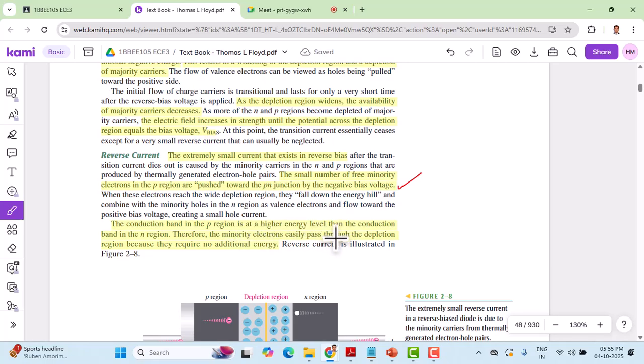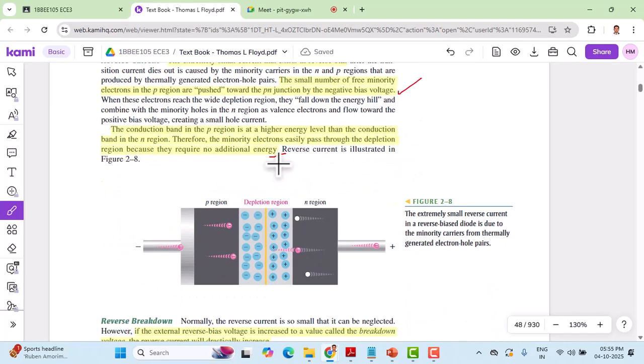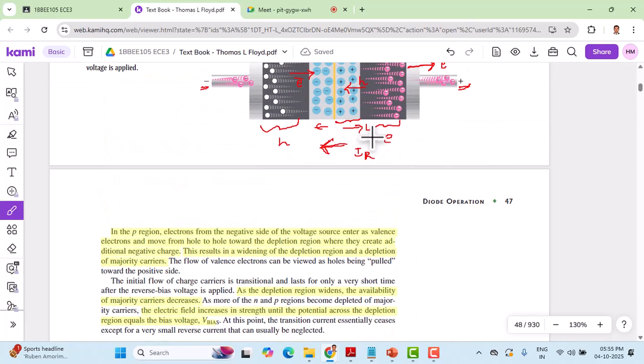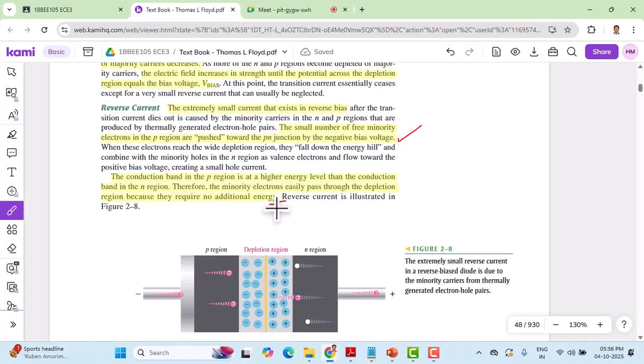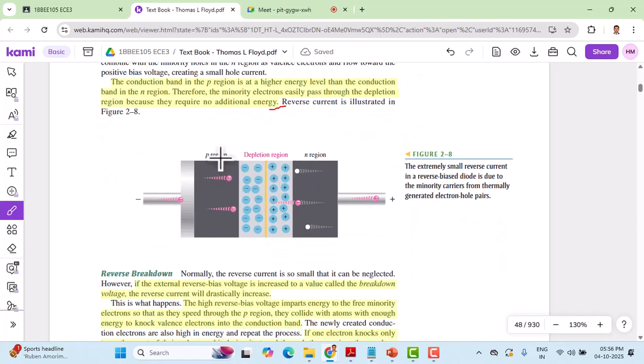Therefore, the minority carrier electrons easily pass through the depletion region because they require no additional energy. Additional energy is not required for them, so they easily move in different directions, as we have shown here. Holes move from the N side to the P side, and electrons move from the P side to the N side. That causes the reverse current, as shown here. So it is due to the minority carriers. This diagram shows the minority carriers and the extremely small reverse current in a reverse biased diode.